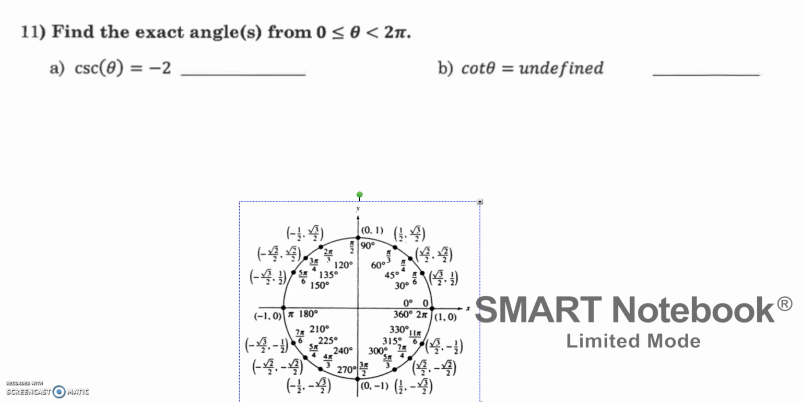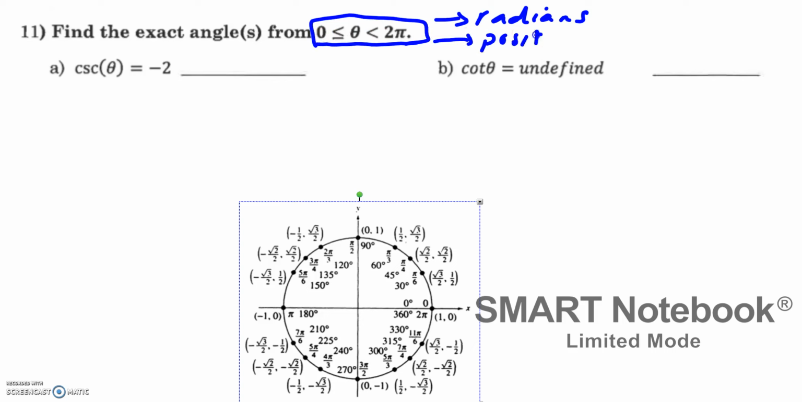Number 11 is asking you to find the exact angles, or to find theta between 0 and 2 pi. So again, these directions mean a lot on a test. Not only do the directions say from 0 to 2 pi, which means that I want my answer in radians, it also implies that my answers must be positive angles. And thirdly, it implies that if I'm going around the unit circle once, I'm going to have two answers. So when you see this direction on the test, you need to recognize it's really telling you all of these things in one.